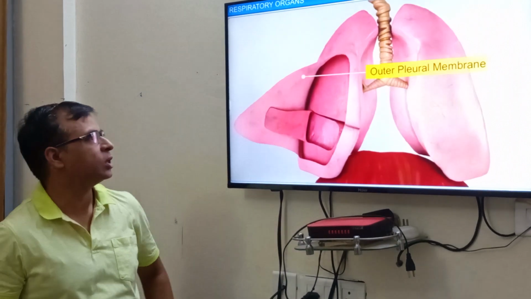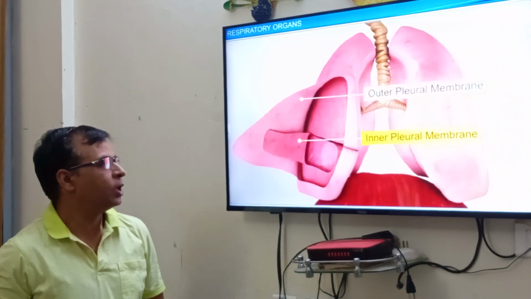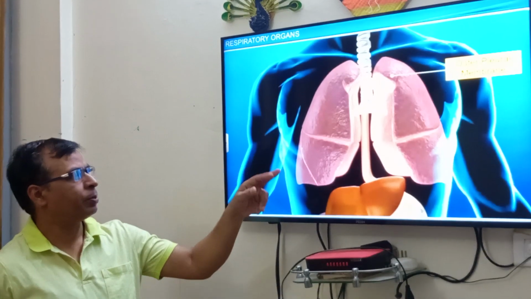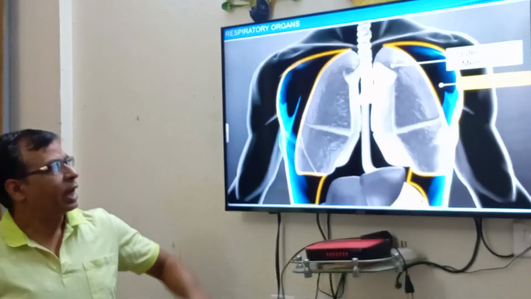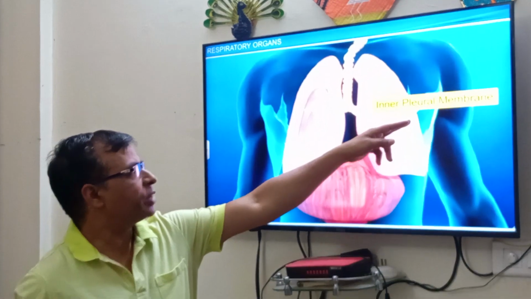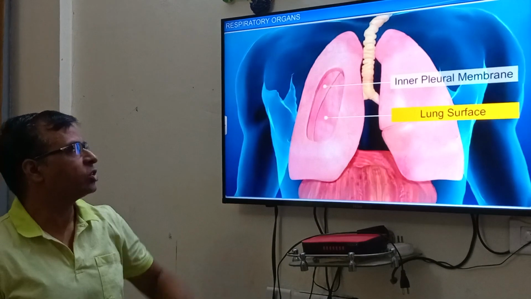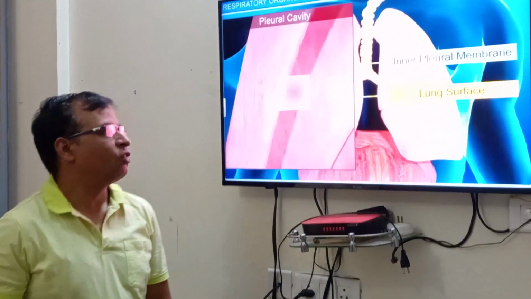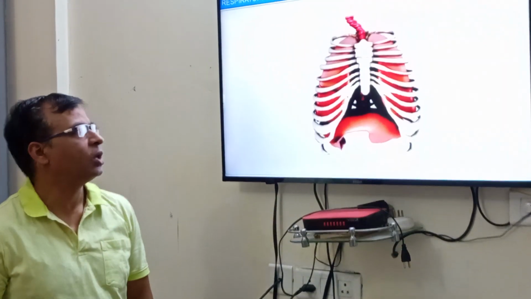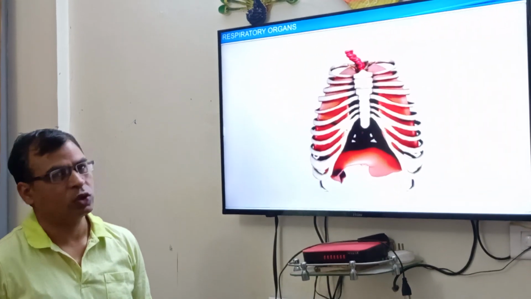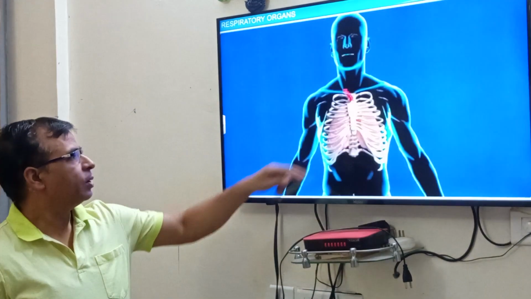It has two layers: the outer pleural membrane and the inner pleural membrane. In between the outer and inner pleural membrane, there is a fluid called pleural fluid. The outer membrane is attached to the thoracic wall and the inner pleural membrane is attached to the lung surface. Pleural fluid prevents friction of the lung surface during the breathing process.